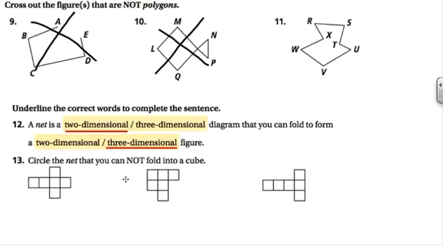Number 13, circle the net that you cannot fold into a cube. Well, this one definitely folds into a cube, and this one's very similar. That one will also fold into the cube, but the one that does not fold into a cube is the one in the middle.